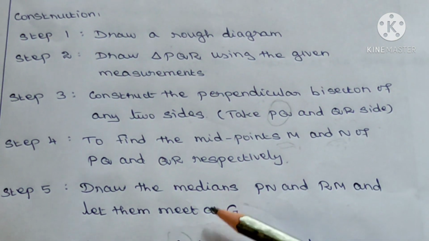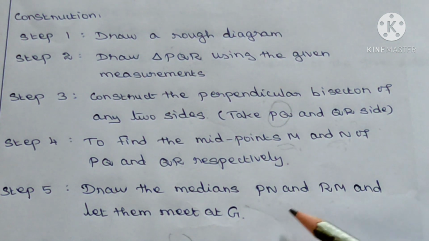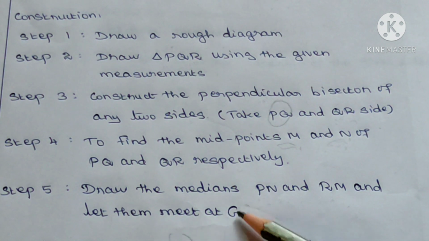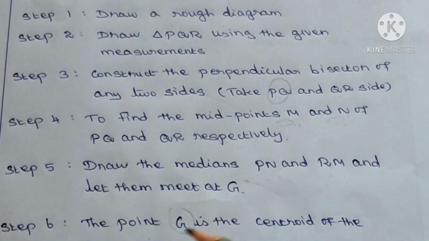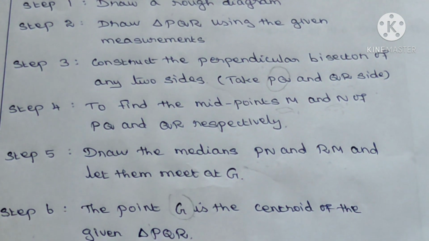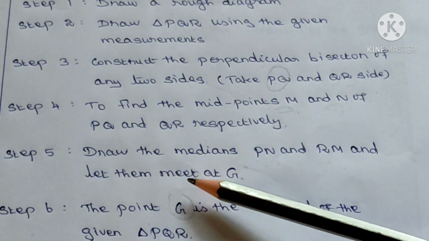And step 5: draw the medians PN and RM. So the two lines are intersecting at one point. That point is G. Step 6: G is the centroid of the given triangle PQR. These are the construction steps. Okay.